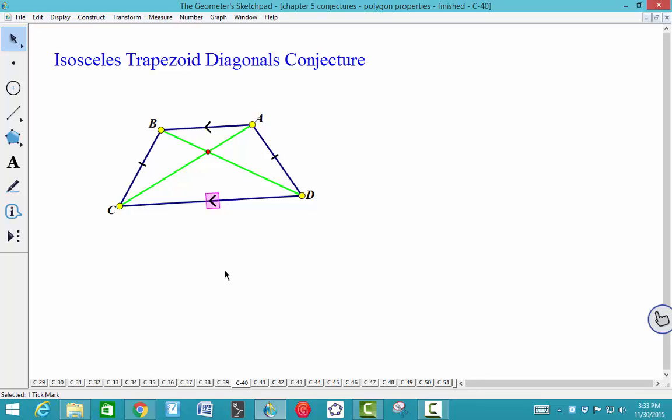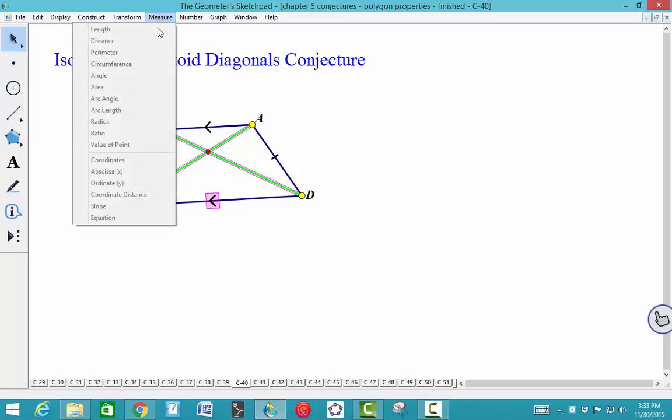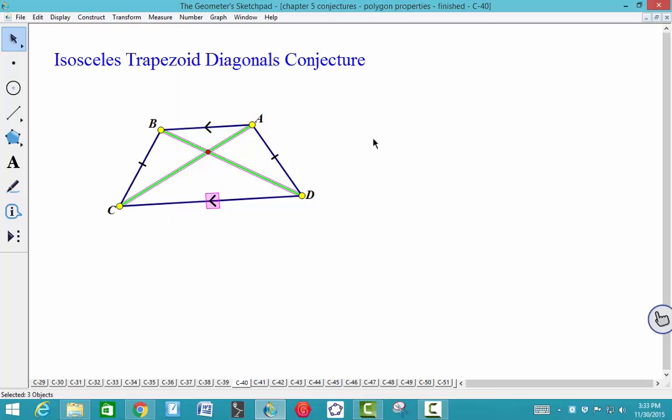Lastly, conjecture number 40, the isosceles trapezoid diagonals conjecture. The diagonals of an isosceles trapezoid are congruent. So if I highlight those two diagonals and I measure their lengths, let's deselect everything, measure their lengths, you can see that their lengths will always remain congruent.